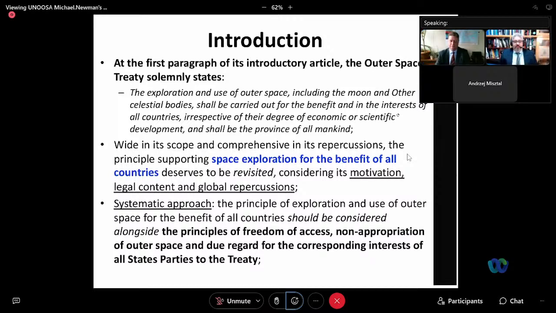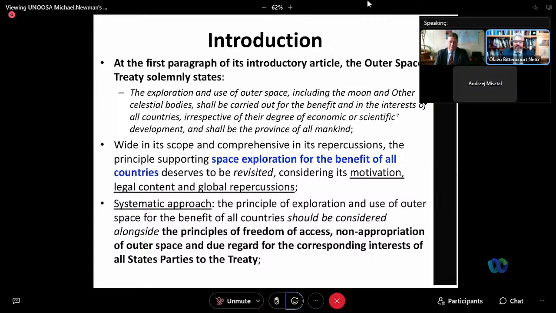So this principle that has been enshrined by the Outer Space Treaty supports space exploration for the benefit of all countries. And that's why it deserves to be revisited, because we must address its motivation, its legal content, and also its global repercussions. In order to do this, one should favor a systematic approach in order to properly assess the relevance of this provision to the treaty as a whole.